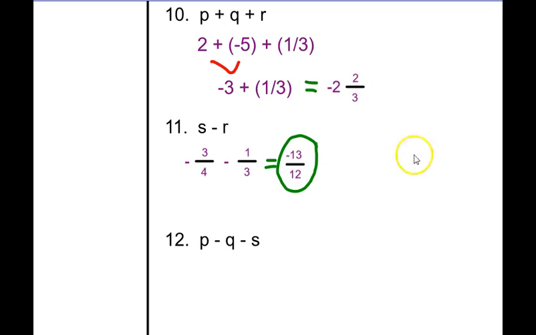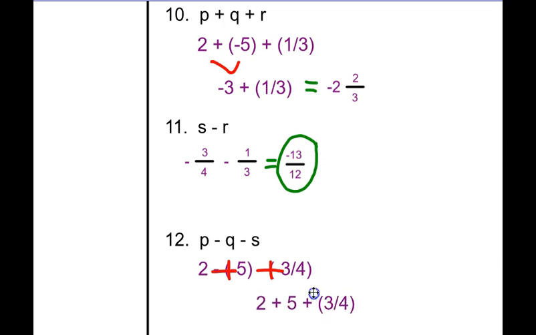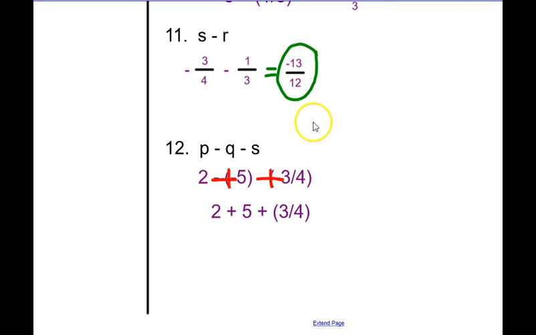And then our last one, we have P minus Q minus S. So P is 2 minus Q, which is -5, minus S, which is -3/4. We have lots of double negatives going on here. So remember, those double negatives become positives. So we really have 2 plus 5 plus 3/4. 2 plus 5 is 7, plus 3/4 just gives us 7 3/4. Final answer.